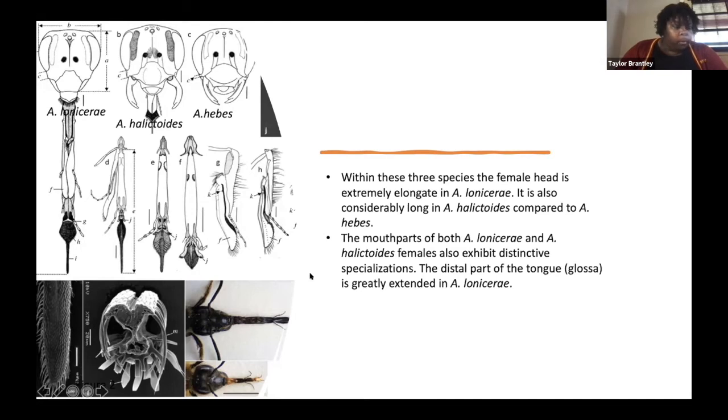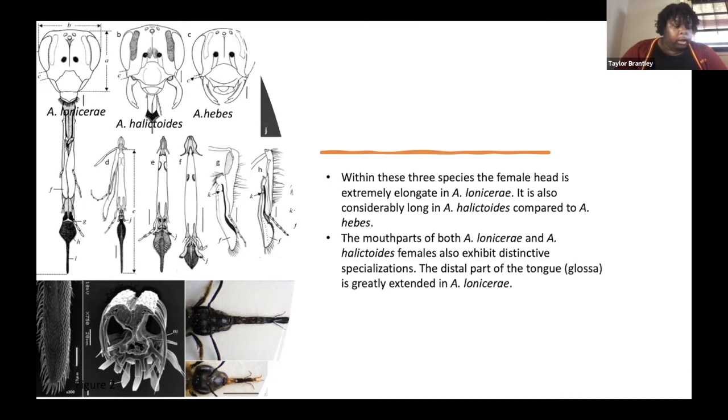In both A. lanicerae and A. halictoides, there is also a distinctive modification in the maxillary galea covering the basal proboscis dorsally. So this is what I'm talking about here.